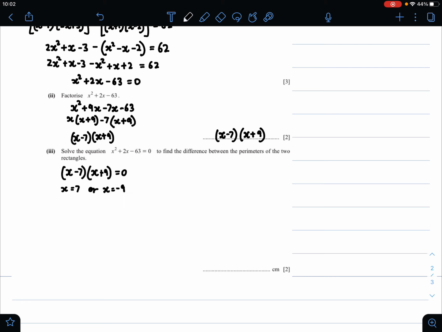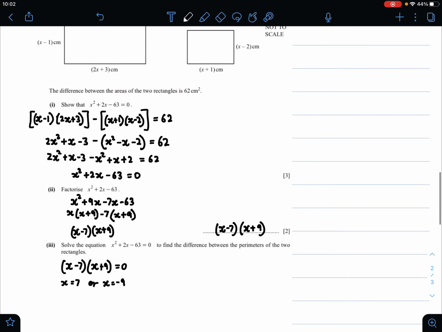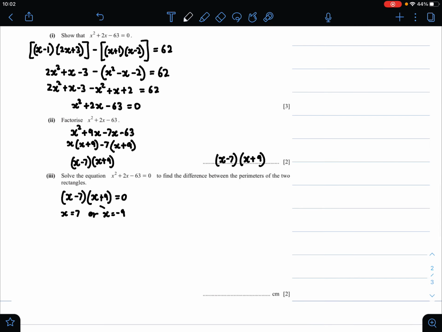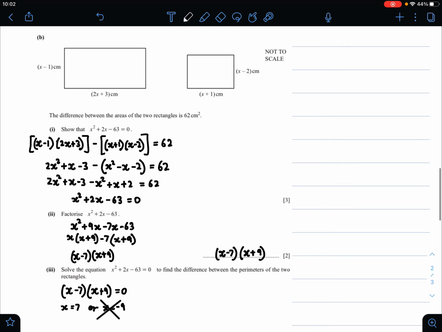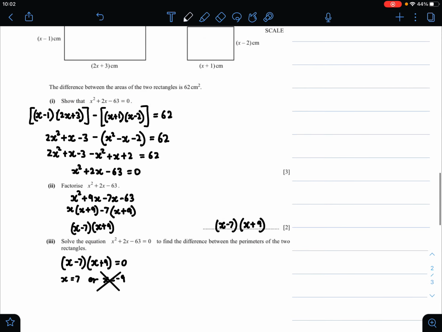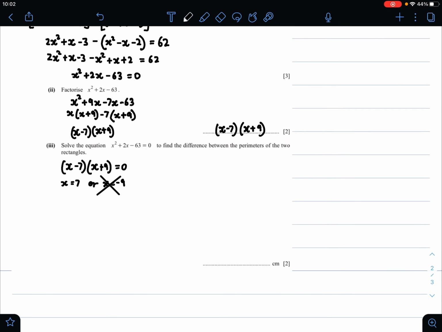Now your perimeter or any length of any rectangle cannot be negative, so we can't use the value of negative 9, and therefore we will only use the value of 7. Therefore let's find the difference between the perimeters now. So the formula of perimeter is 2 times the length plus the breadth.